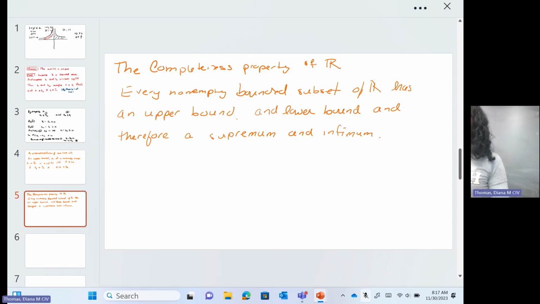They gave you nice sets to look at that you can draw and see, but every non-empty bounded subset of the reals will have an upper bound and a lower bound. That makes sense. You can actually visualize that, and therefore it's going to have a supremum and an infimum. You can't guarantee there's a max or a min, but you can guarantee that there's always going to be a sup and inf, and that's what allows you to do nonlinear programming.